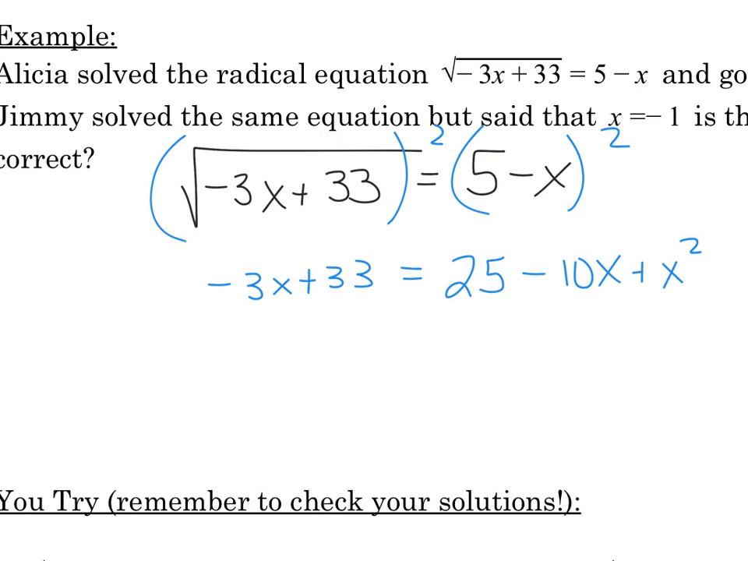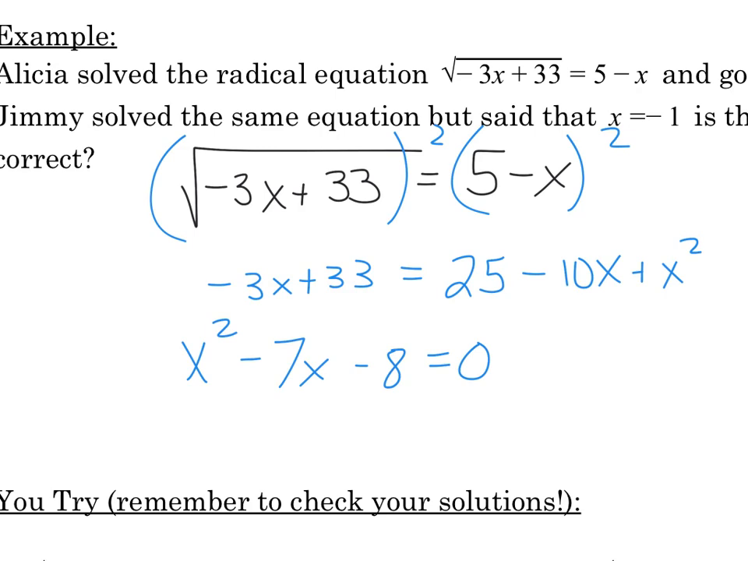So this is a quadratic. We'll have to solve this. I'm going to set the whole thing equal to 0, moving everything to the left-hand side. And once everything gets settled, I'll get x squared minus 7x minus 8 equals 0.